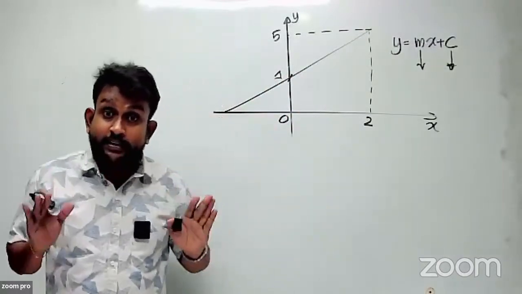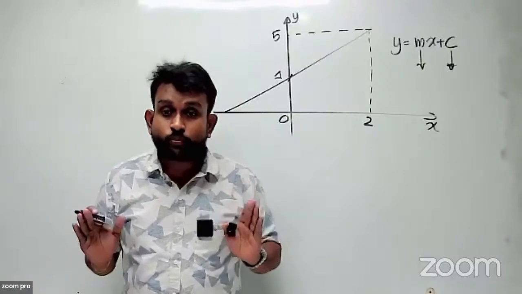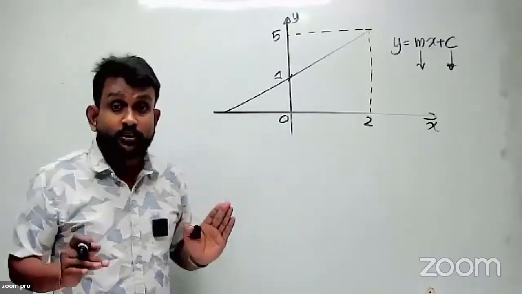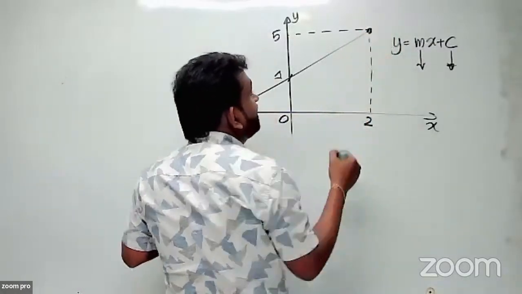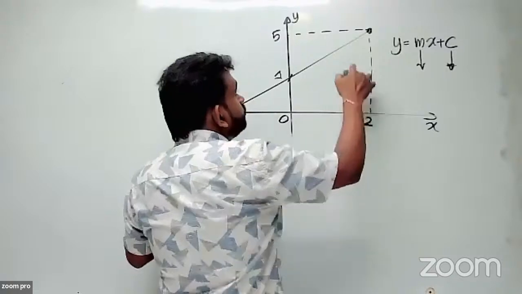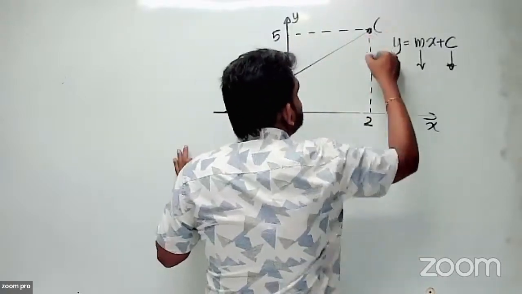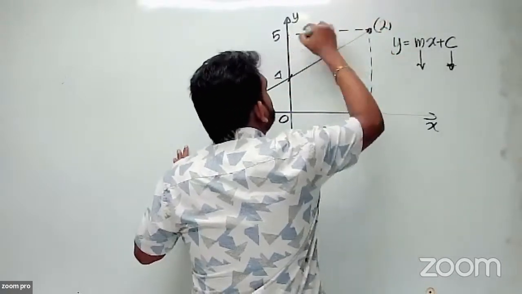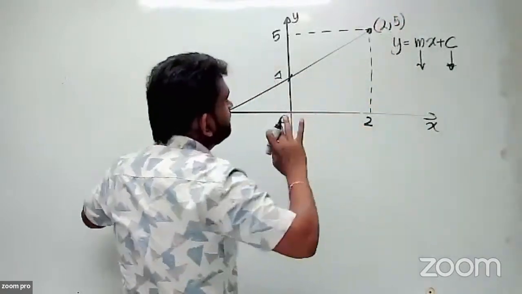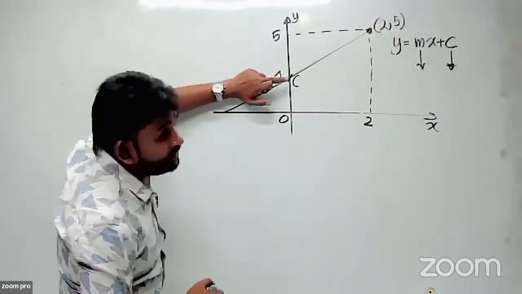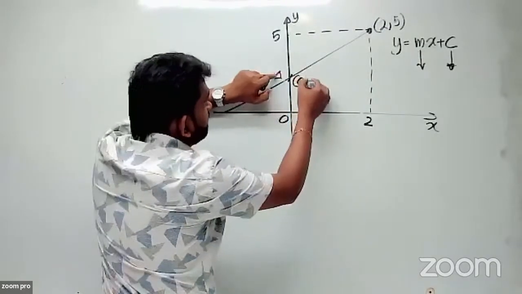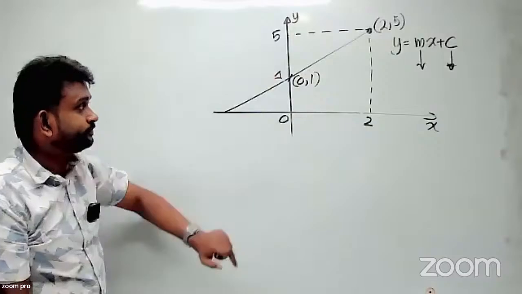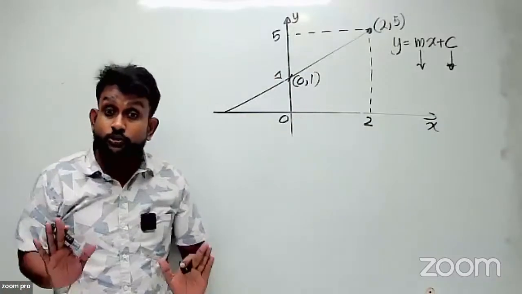Okay, then to find the inclination we require 2 points. So here you can see 1 point exactly. Mark this point as a coordinate: x coordinate 2, y coordinate 5. You write x first, 2, then y coordinate 5. Convert the given things to points. Then here you can see the x coordinate 0, y coordinate is 1, 0 comma 1. Okay, now you have 2 points.